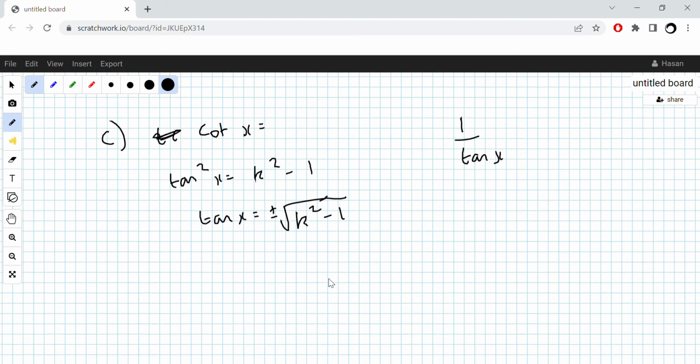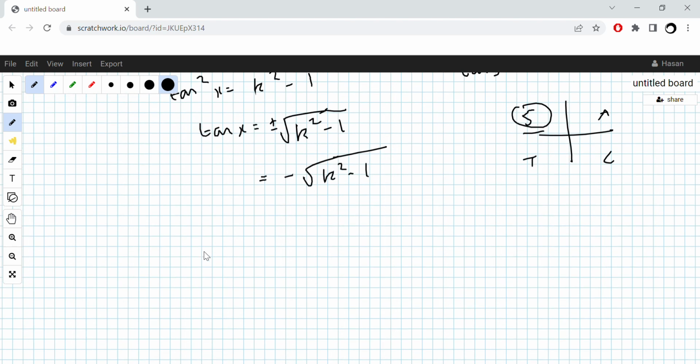The way we're going to find out whether it's positive or negative, we're going to use the class diagram. They said it was obtuse, so it's going to be in this region. Tan is negative in this region, so therefore it's going to be minus root k squared minus 1. They wanted cot x. Cot x is the same as 1 over tan x. Therefore, cot x equals minus 1 over root k squared minus 1. That would be our C part answer.